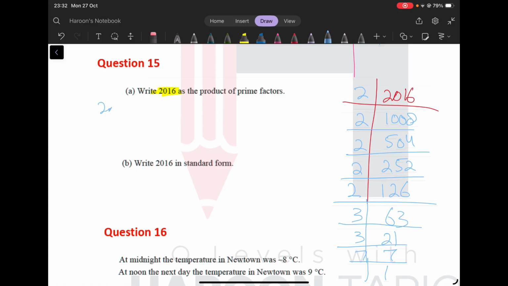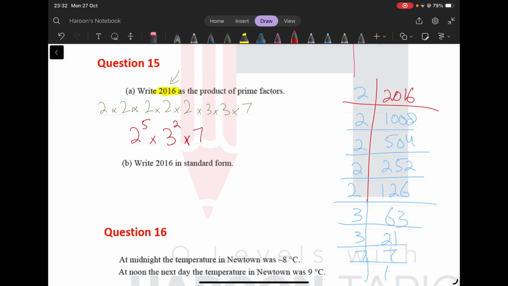I'll just write all these numbers. Basically this would be 2 times 2 times 2 times 2 times 2 times 3 times 3 times 7. We don't have to multiply them and write that because this will actually give us 2016. So what we need to do over here is we have five 2s, so 2 raised to power 5 multiplied by 3 raised to power 2, we have two 3s, multiplied by 7. This becomes our final answer.